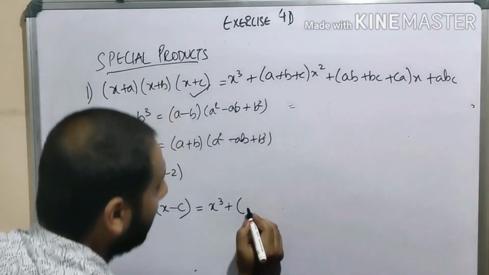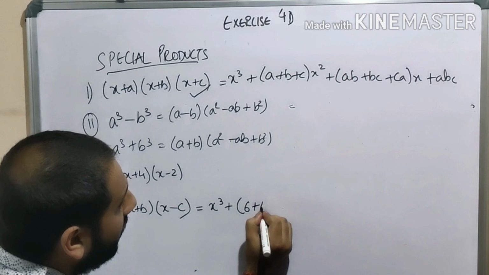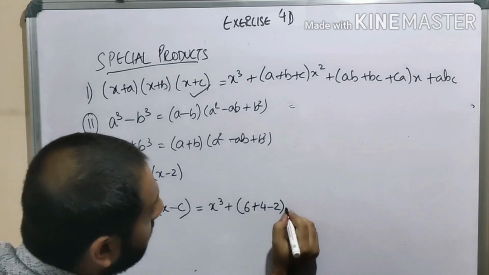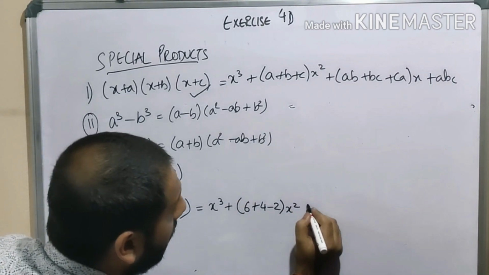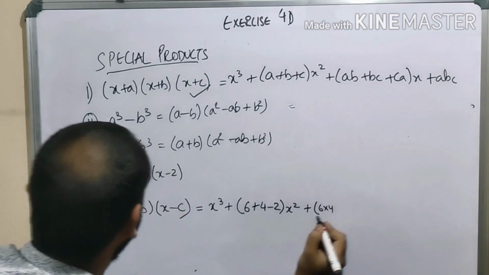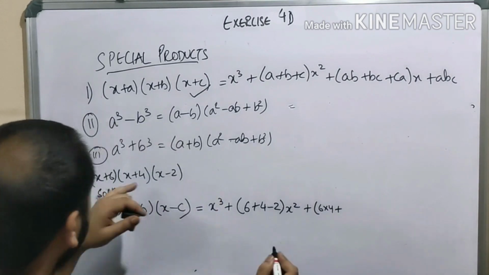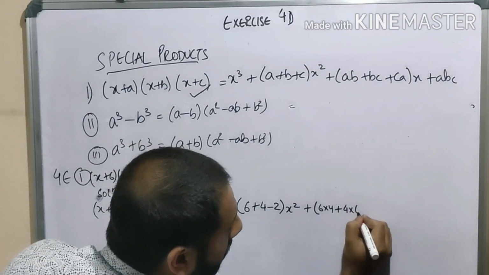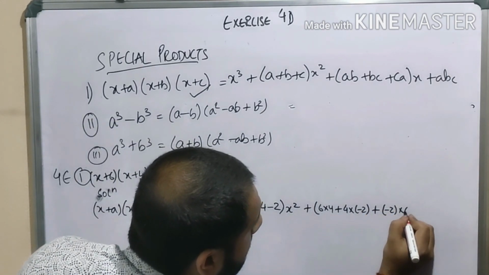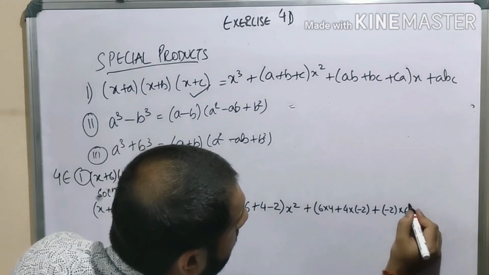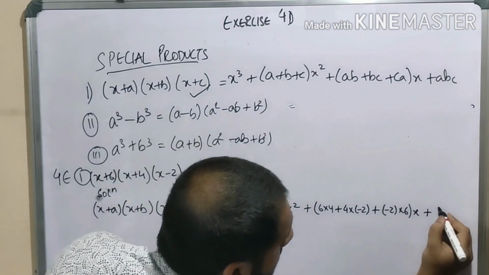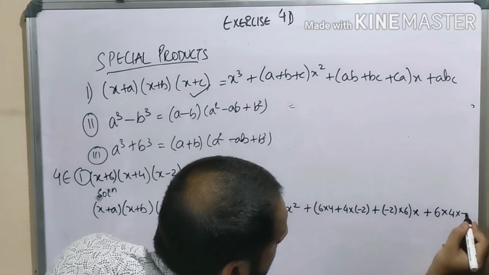What is a? A is 6 here. What is b? B is 4 here. What is c? C is minus 2 here. X cubed plus a plus b plus c into x square. I write x square here. Plus ab. ab is 6 into 4. ab plus bc. bc means 4 into minus 2. Plus ca. ca is minus 2 into 6. Okay, this is ab, bc, ca into x plus a into b into c. a into b into c is 6 into 4 into minus 2.